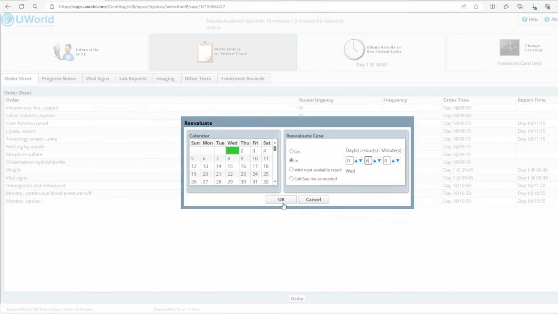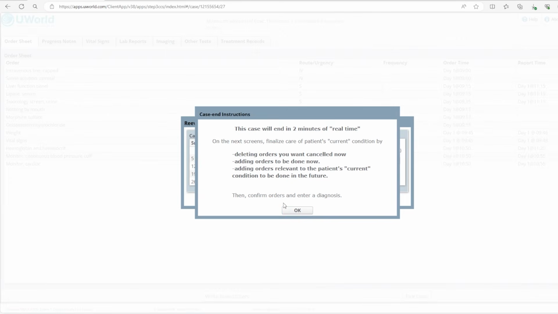And you can do the same. You do the same monitoring every 6 hours. And if the patient improves after, now it's telling us the case will end in 2 minutes real time. On the next screen, you have to finalize the care of this patient or the current condition by deleting orders you don't want to continue anymore, adding orders that need to be done, adding orders that are relevant to the patient's current condition to be done in the future.